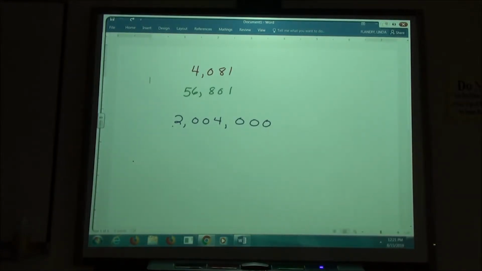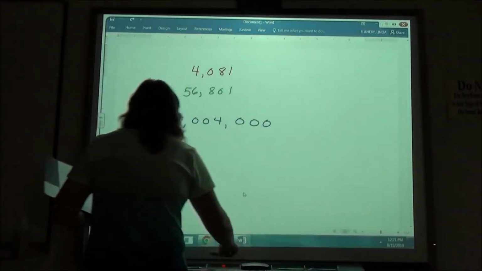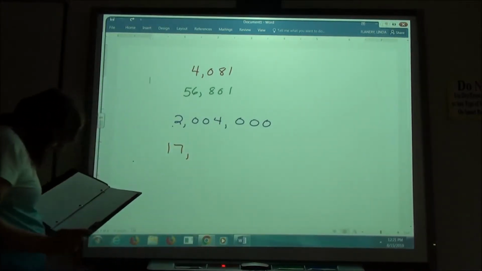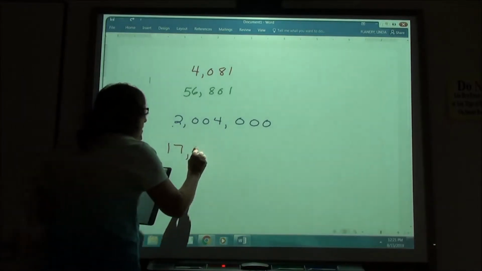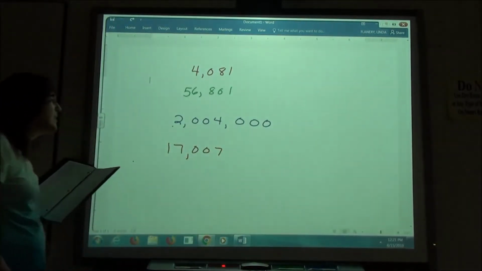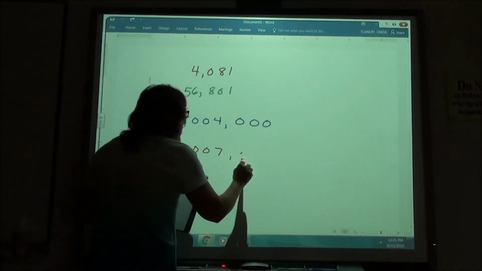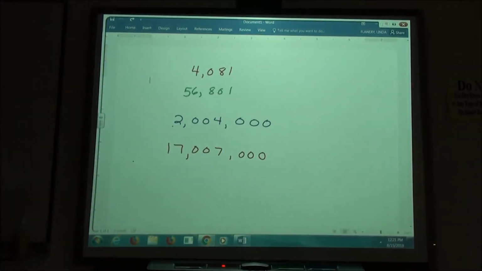And number 11, 17,007,000. So same kind of thing there. 17 million I'm going to put here with my comma. In my thousands place, I've got 7,000. So again, I don't have any in front of my zeros. The 7 goes in the one spot of the thousands, and the rest are going to be zeros. And so 17,007,000 would look like that.